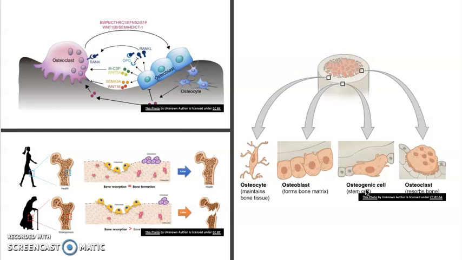In summary, there are three types of cells that contribute to bone homeostasis. Osteoblasts are bone-forming cells. Osteoclasts resorb or break down the bone, and osteocytes are mature bone cells. An equilibrium between osteoblasts and osteoclasts maintains the bone tissue.